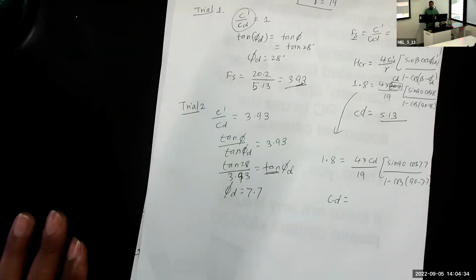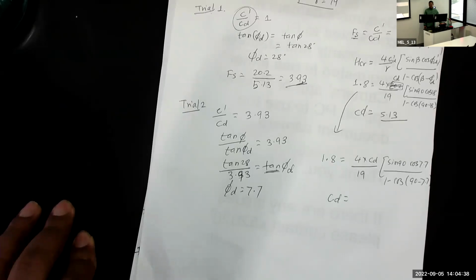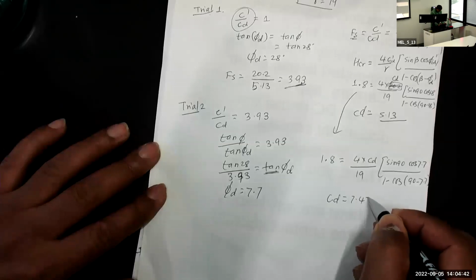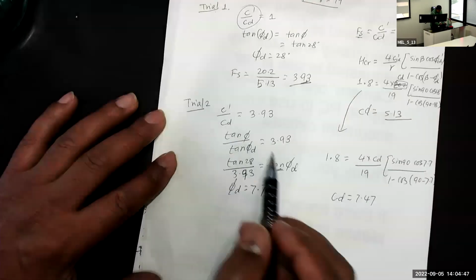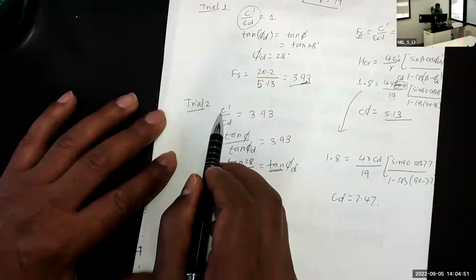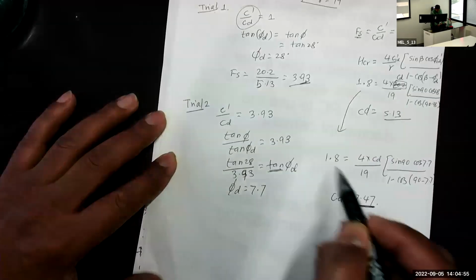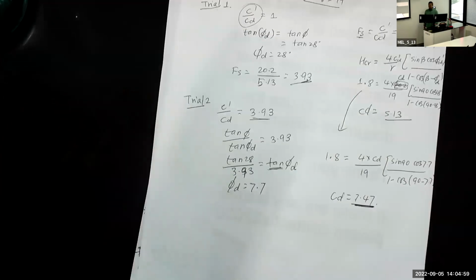No calculator? How much did you get? 7.47. Look at here. So now can we check? If CD is 7.47, times 3, did we get the C value 20.2 or not? Can you multiply that? Of course, it's more than that. It's not making sense, right? So that means factor of safety 3.93 is not possible. We need to lower it a little bit.